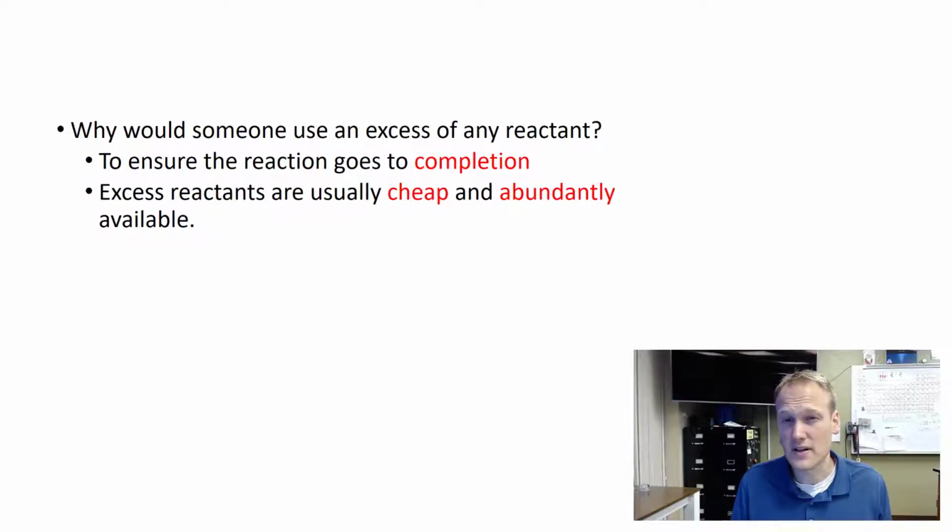In the chemical industry, a lot of times excess reactants are used because they're cheap and they're easy to find. So we'll take a limiting reactant, something that's more expensive and scarce, and then we will use plenty of the excess reactant to make sure that that limiting reactant fully reacts.